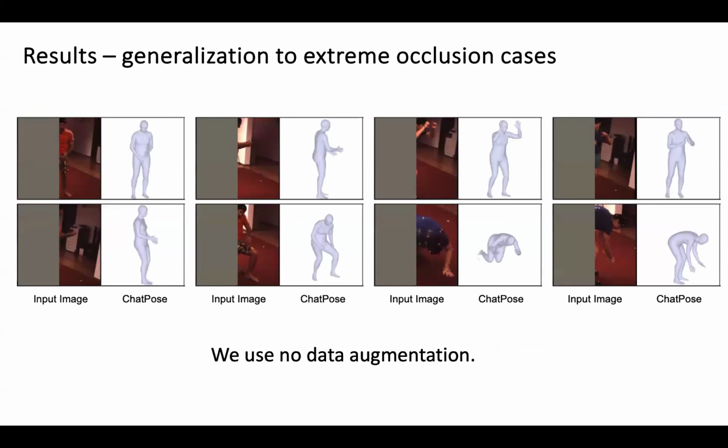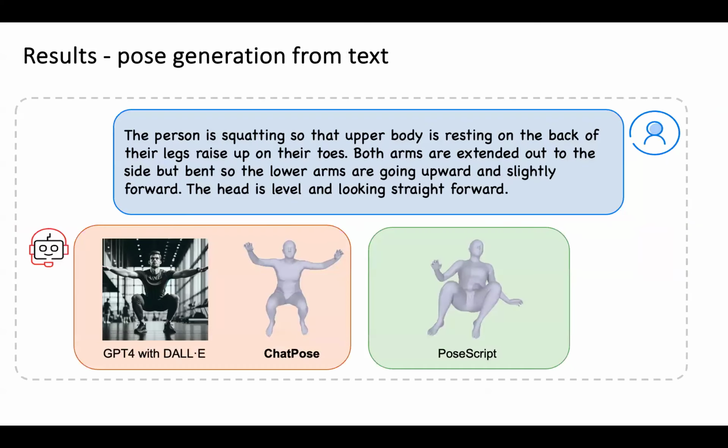Normally when you're training a method to predict 3D human pose from images, you do lots of augmentations. You crop the images and you do all kinds of stuff. We use no augmentation at all. And we take things like these highly cropped images where it's very hard to see what's going on. And the model actually does a reasonably good job of estimating pose. It knows enough about humans and what they do.